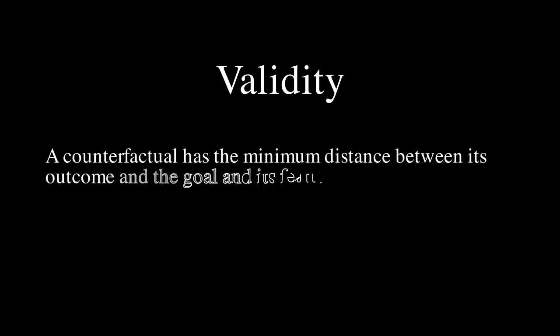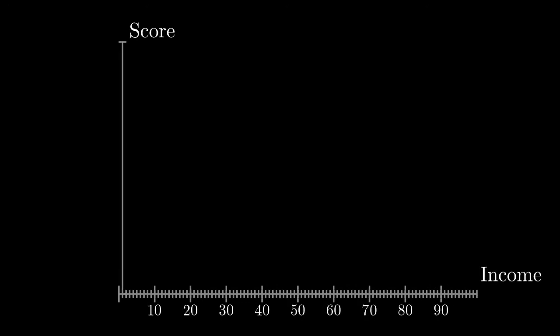So let's start with validity. Validity means that a counterfactual has the minimum distance between its associated outcome and the desired outcome, but also between the counterfactual features and the original ones. If we think of the previous example, this means that the counterfactual should minimize the distance between its outcome and the application approved, and between my actual application data and the proposed data.